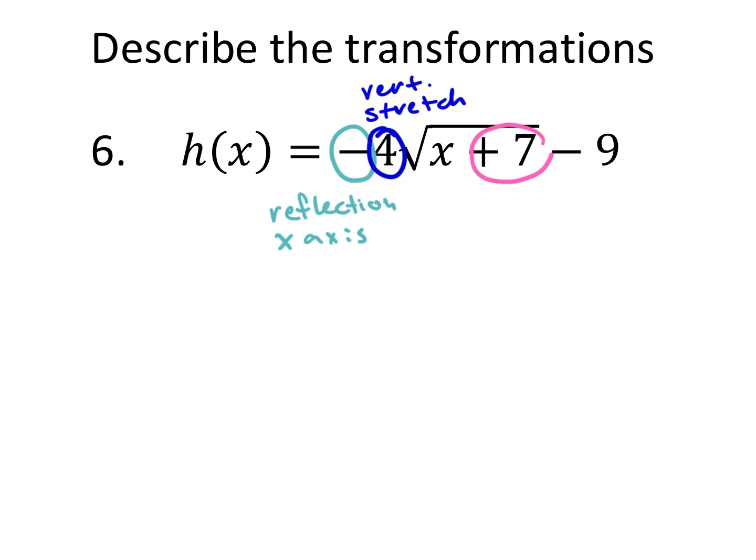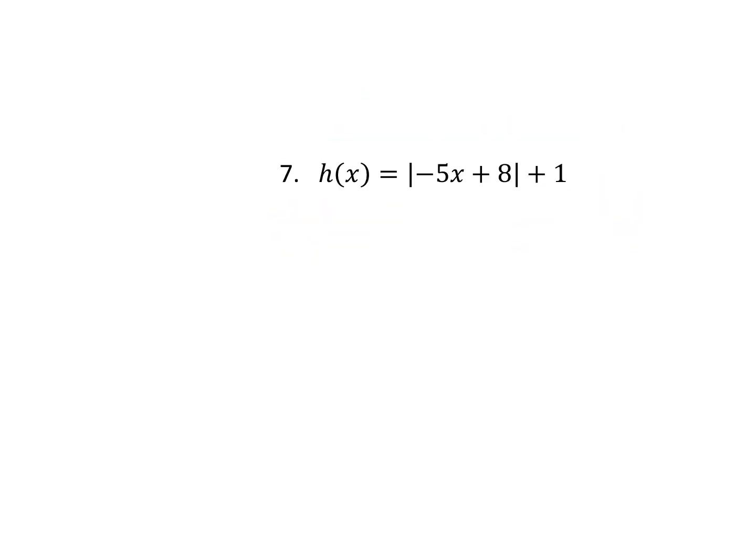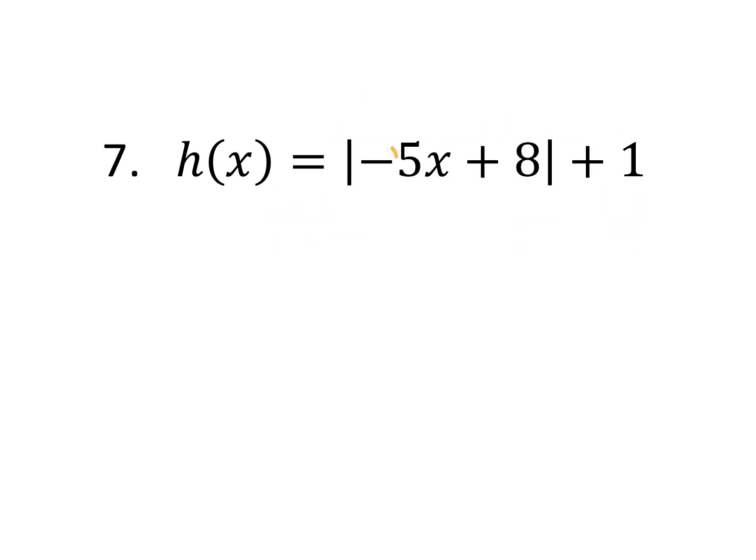What happens when we add 7? Left 7 when it's on the inside. Perfect. And then when we subtract 9? Down 9. So when we multiply by a negative on the inside, what does that do to our graph? Reflect over the y-axis. Reflection on the y-axis.